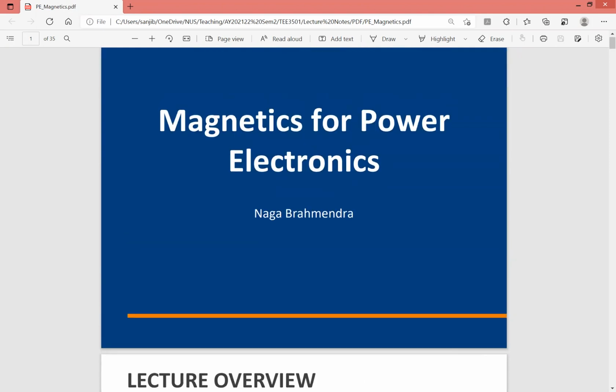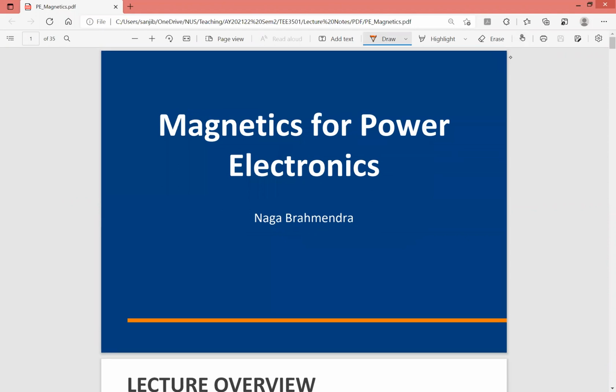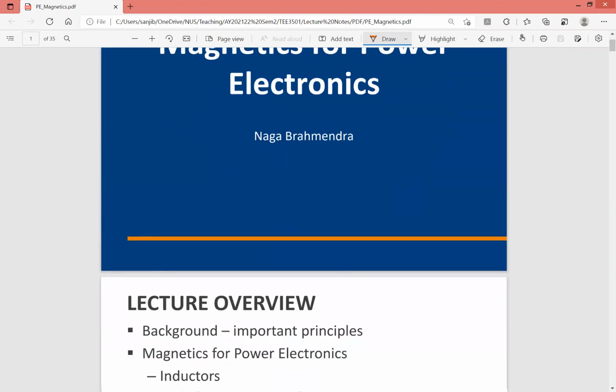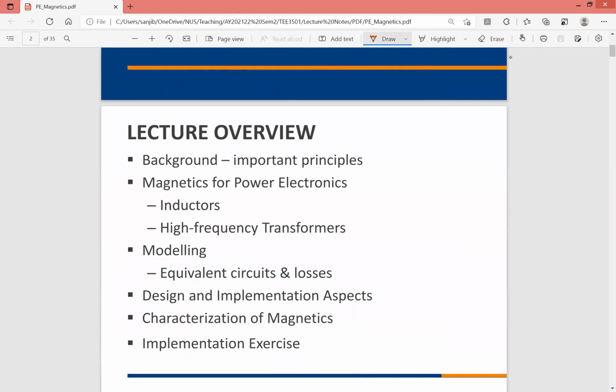Now, magnetics actually refers to the various types of inductors and transformers, right? All that we have seen, right? For example, in all the non-isolated DC-DC converters like buck, boost, etc., we use an inductor, right? Then we also use transformers in the isolated DC-DC converters, right?